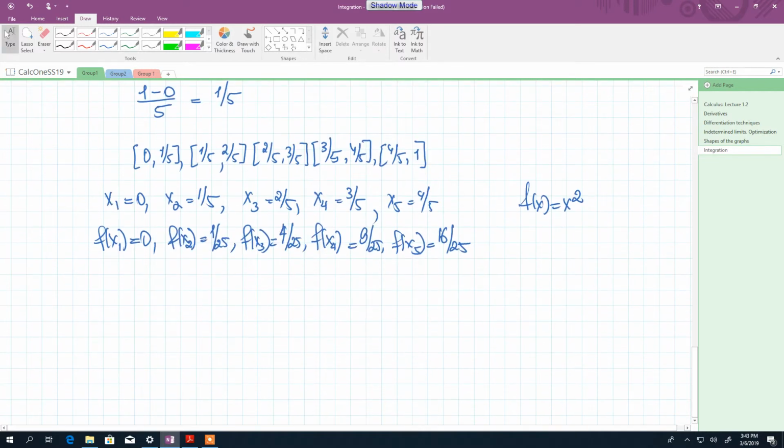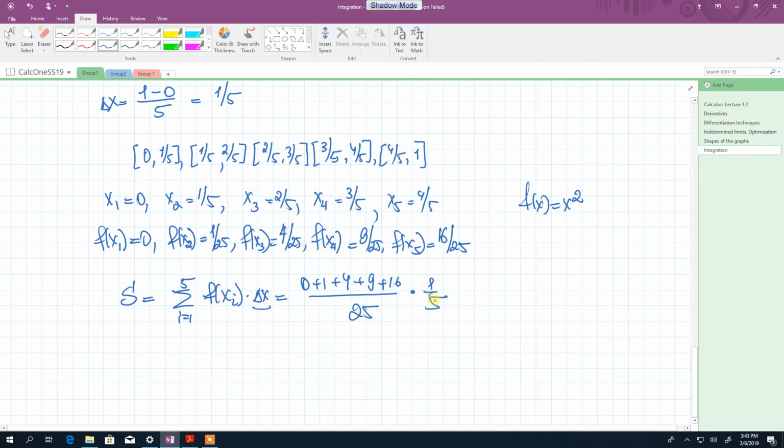So what we need to do is find the area under the curve by summing up f of xi multiplied by delta x, taking i from 1 to 5. Okay, delta x is equal to 1 over 5. So this is delta x. So you just need to sum all the values and multiply this at the end by 1 over 5. So this will be 0 plus 1 plus 4 plus 9 plus 16 divided by 25, and multiply this by delta x, which is 1 over 5.